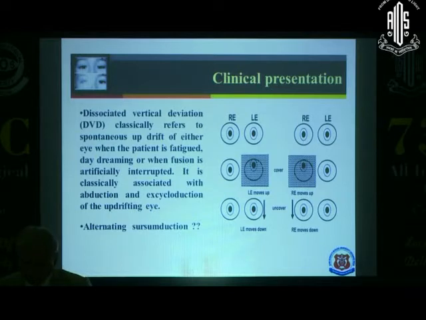Classically, dissociated vertical deviation refers to spontaneous updrift of either eye when the patient is fatigued, daydreaming, or when fusion is artificially interrupted. It is classically associated with abduction and excycloduction of the updrifting eye. And you can see the dissociation: when you cover this eye, the left eye moves up, and if you remove the cover from the left eye to the right eye, the right eye moves down to take up the fixation. You would expect that when the right eye is moving down, the left eye should also move down, but it doesn't. It updrifts slowly.